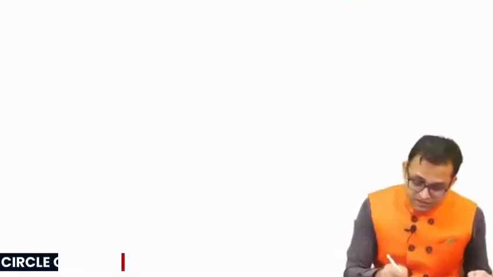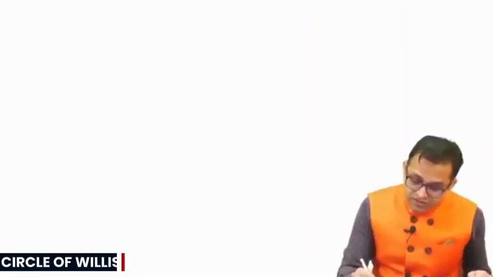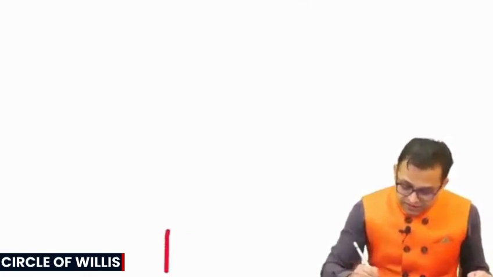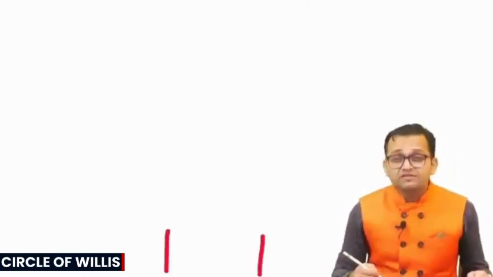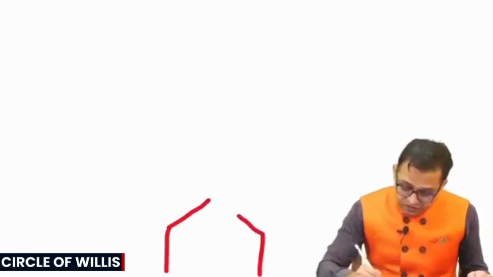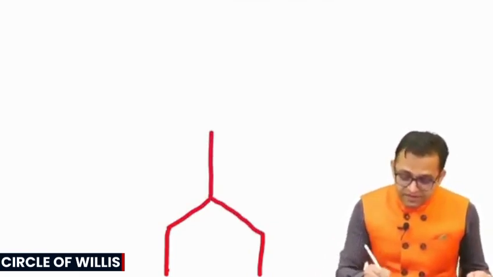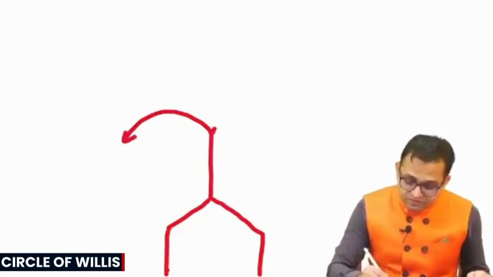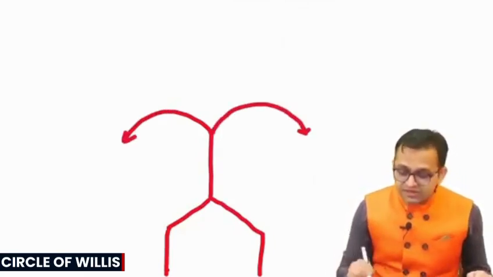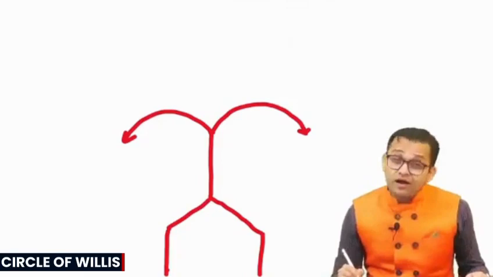Circle of Willis. Try to understand the circle of Willis. Sir, there are the right and left vertebral arteries. These are uniting together and making the basilar artery, and then this basilar artery divides and goes to the back side. Sir, this is our posterior cerebral artery.